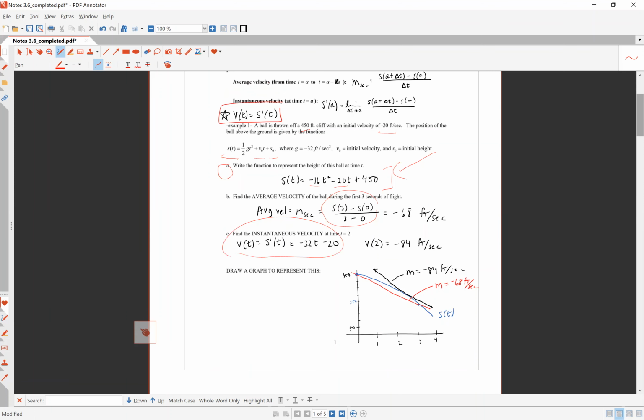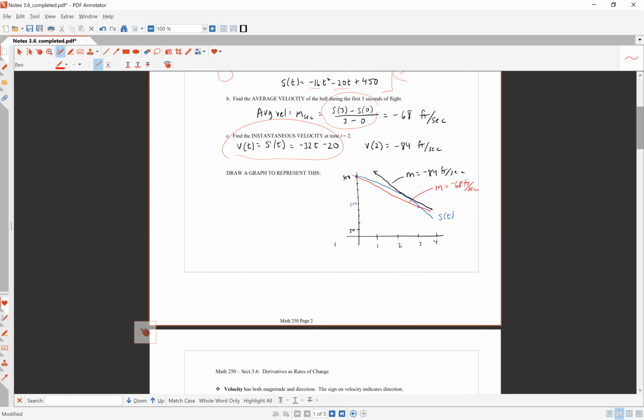The important thing to know here is that if you're given a position function, the first derivative is the velocity. The velocity is a rate, so it's got to be like distance per time, and typically we have a direction as well. Negative means we're going down. Positive means we're going up, or right. Left means negative. Right means positive. Okay, so that's the important thing.